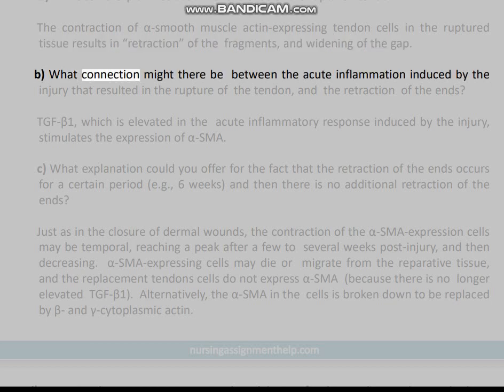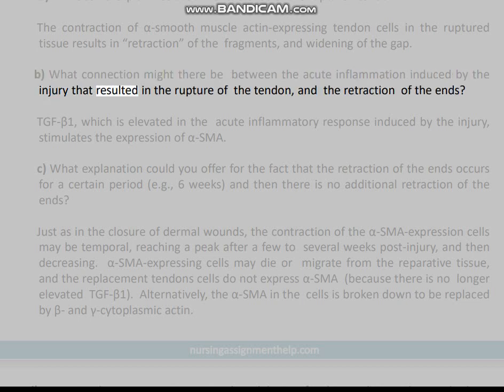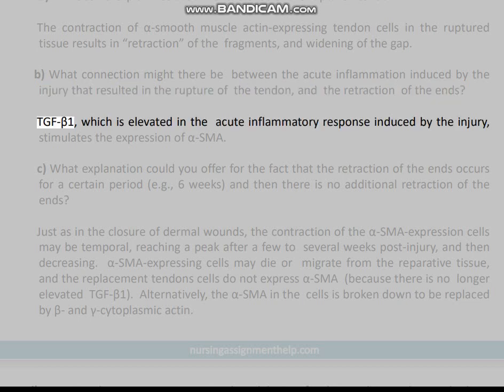B. What connection might there be between the acute inflammation induced by the injury that resulted in the rupture of the tendon and the retraction of the ends? TGF-beta 1, which is elevated in the acute inflammatory response induced by the injury, stimulates the expression of alpha-SMA.